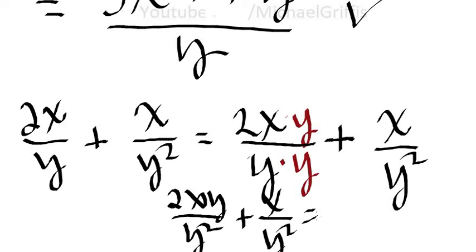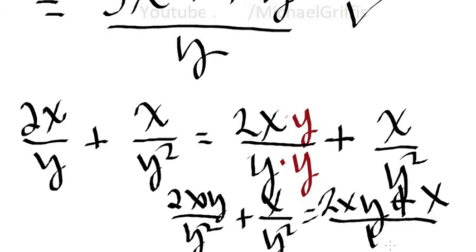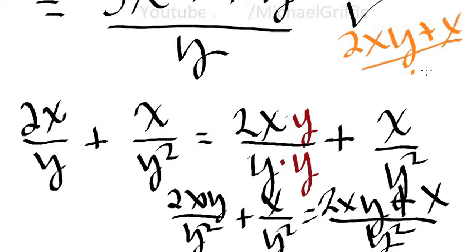What can we do? We just add the numerators. 2xy plus x over y squared. Can you make out any heads or tails on that? I'm going to rewrite this in a different color. Let's do orange. Should be 2xy plus x over y squared. 2xy plus x over y squared. Okay?